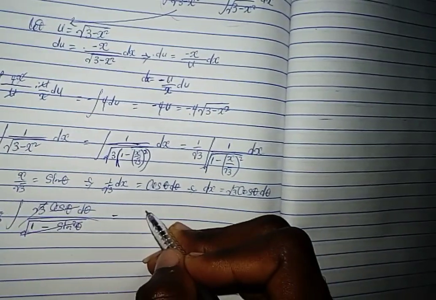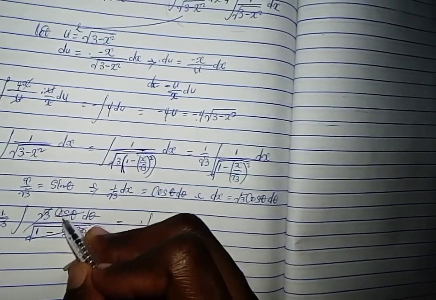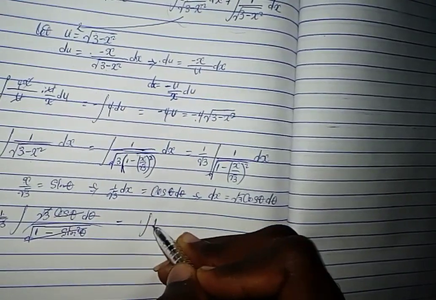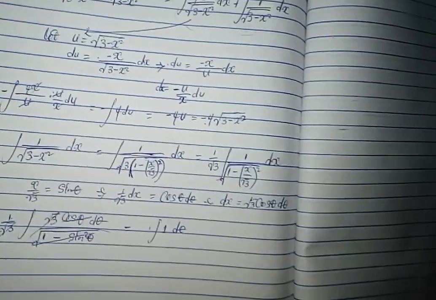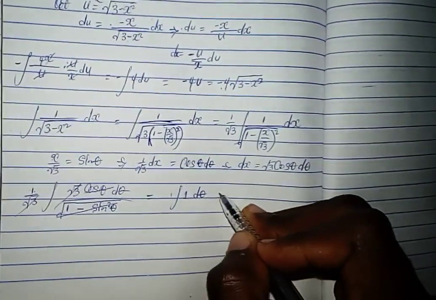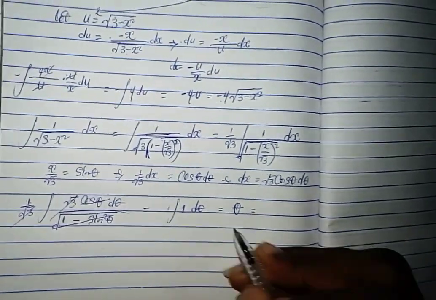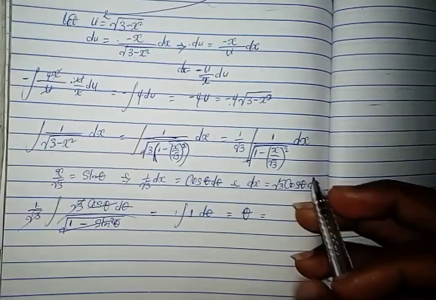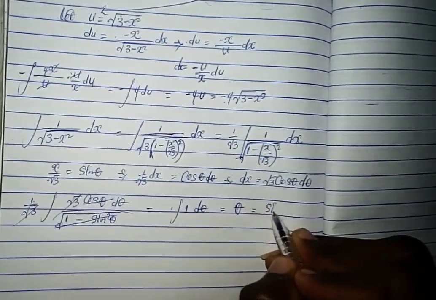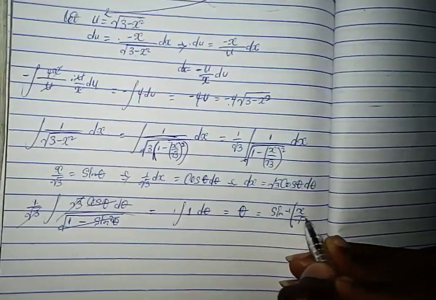And now we have the integral. This is already 1, and the inside is as well 1, and this is the theta. So we are integrating 1 with respect to theta, and that should be equal to theta. And we should know that our theta from here, by taking the sine inverse of both sides, is the sine inverse of x over root 3.